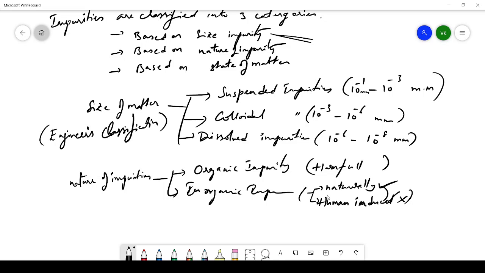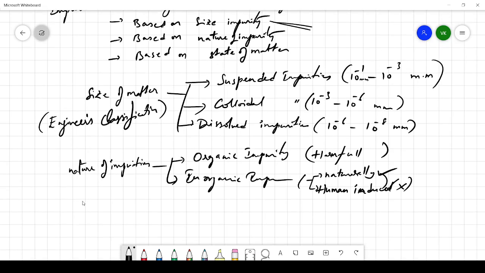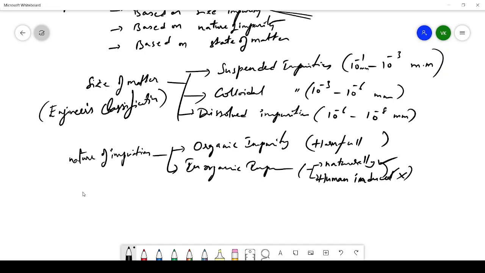And the third one is based on state of matter. Generally, you should know one more thing. The treatment of the water will be given based on the size of impurities and nature of impurities. But the testing of water will be done based on the state of matter. So this is also important, based on state of matter.